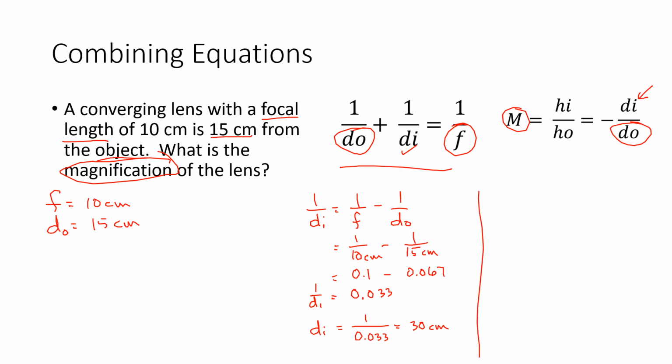Great, so let's work out the magnification then. So the magnification is going to be negative di all over do, which means negative distance to the image was 30 centimeters divided by distance to the object, which is 15 centimeters. Ooh, look at this. It's going to work out nice and even. So that comes out to negative 2. So you're going to get a magnification of 2 times over the original, and of course invert it.